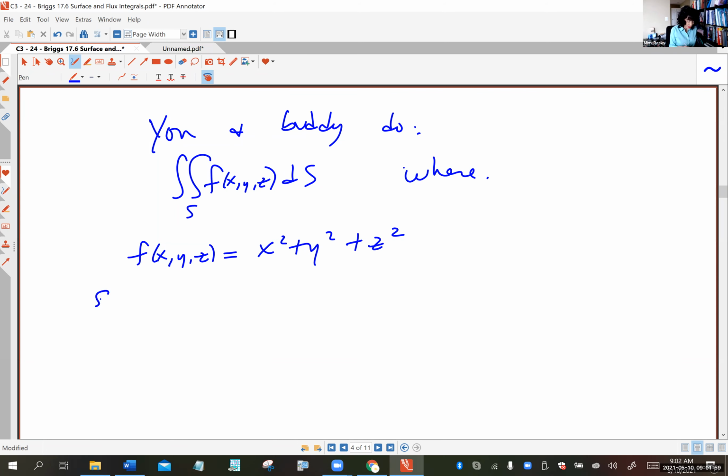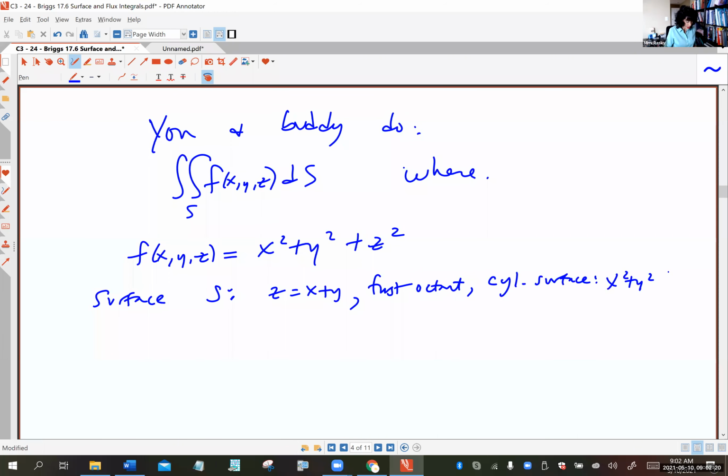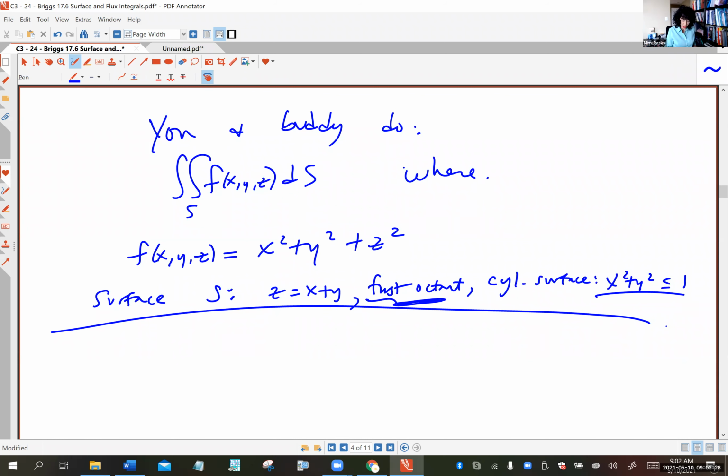And then the surface S is given by z equals x plus y. It is in the first octant, and also bounded by the cylindrical surface x squared plus y squared less than or equal to 1. And you'll stay in that first octant. Okay, so that is all the information you need to do this surface integral. And I'm giving you a hint, convert to polar. All right, so let's see here how we do.